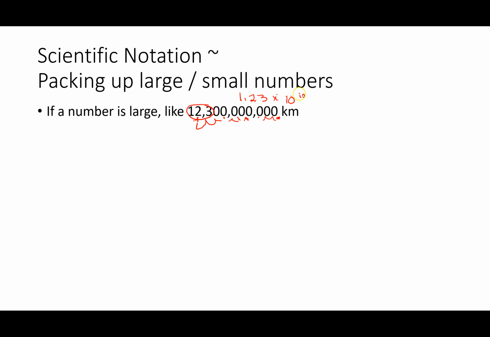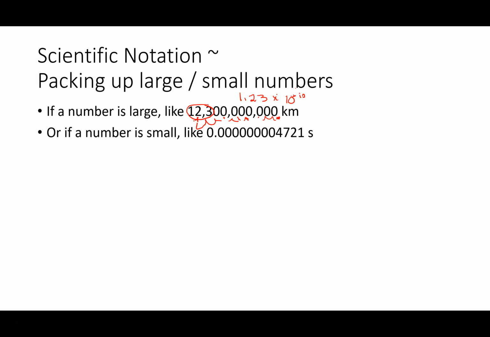And this is how I think of it. The fact that it's a small number means my exponent of 10 is going to be negative. You can read that. 1.23 times 10 to the negative 10. That's packing that thing up. Okay. Good with that? All right.